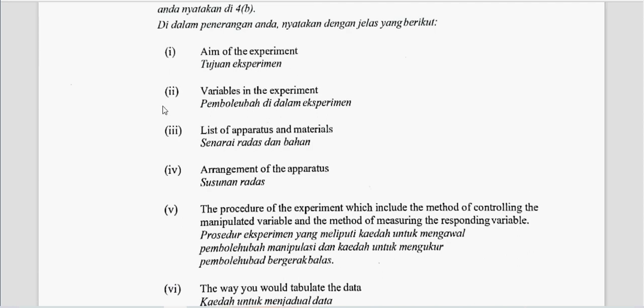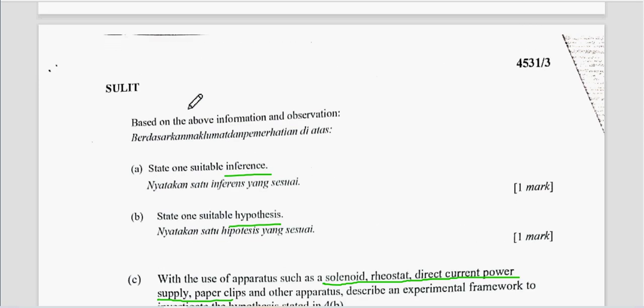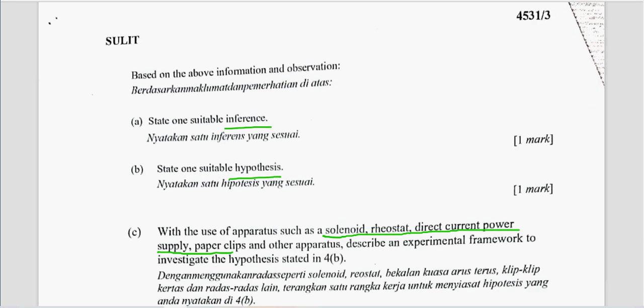So the aim and then the variables. The aim will be 1 mark and the variables will be 2 marks: manipulated and responding 1 mark, constant variable 1 mark. List of apparatus and material 1 mark, apparatus arrangement, the diagram, 1 mark. Procedure, there will be 3 ticks for the procedure, later we look at it. And then the table, how you tabulate your data, and how you analyze, which means your graph here. Altogether it will be 2 plus 10, which means 12 marks. Now look at the question, the answer.